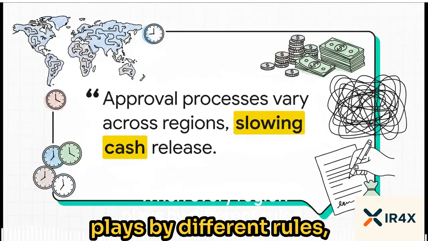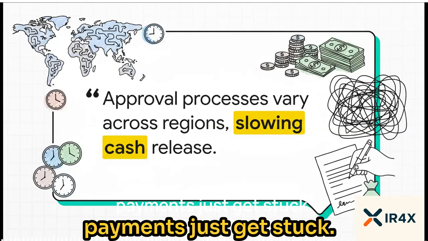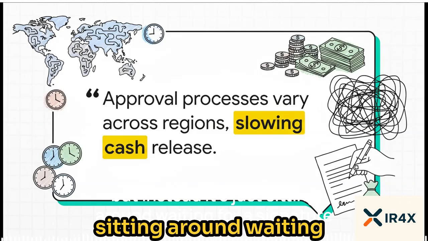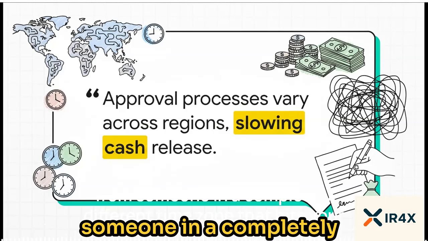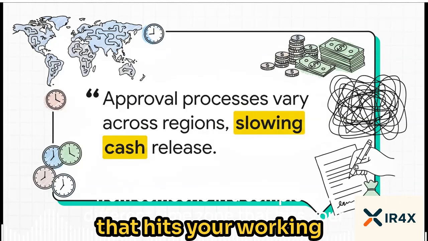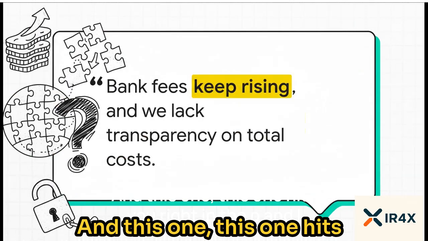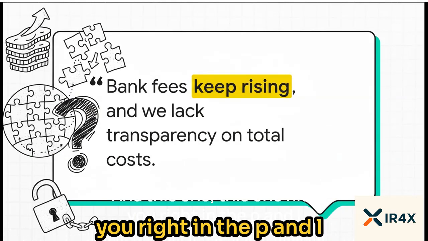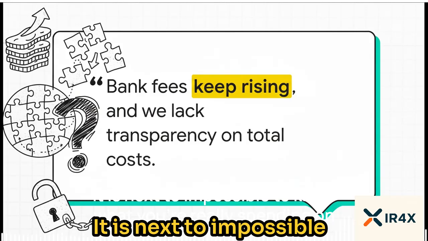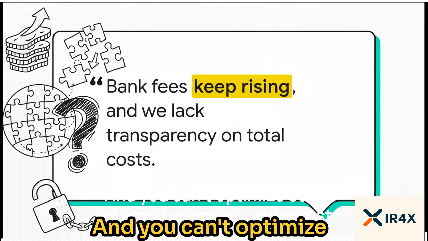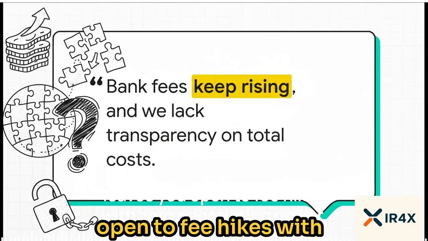Oh, and this one perfectly captures that operational friction. When every region plays by different rules, payments just get stuck. You've got cash that should be out there working for you, but instead it's just sitting around waiting for a signature from someone in a completely different time zone. That hits your working capital efficiency hard. And this one? This one hits you right in the P&L. Without one central view, it is next to impossible to know what you're really spending on bank fees around the world.